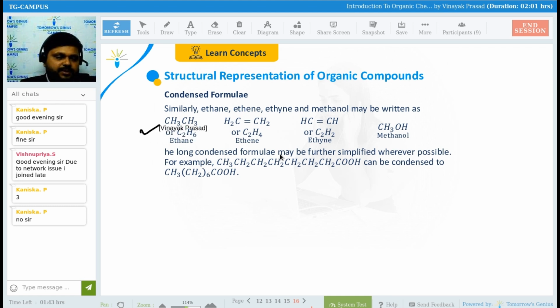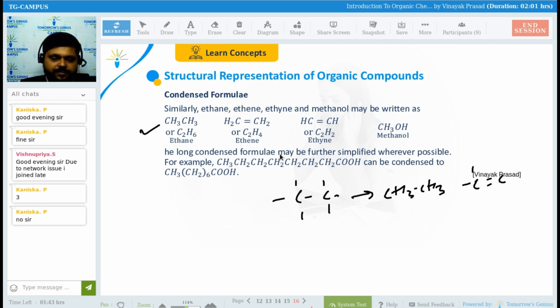Ethane can have this condensed formula. We can write ethane like this, and in condensed formula, we can write CH3, CH3. Ethene, we can write C2H4. This one is the condensed formula. Is it okay?